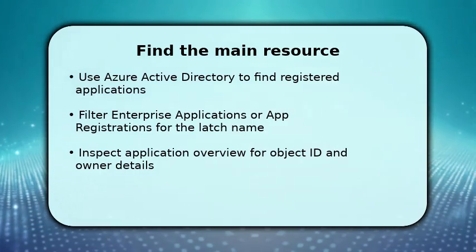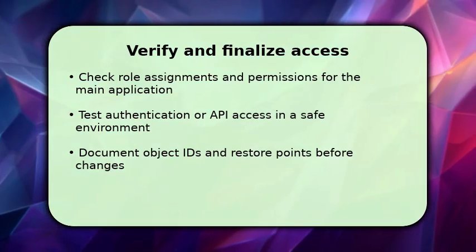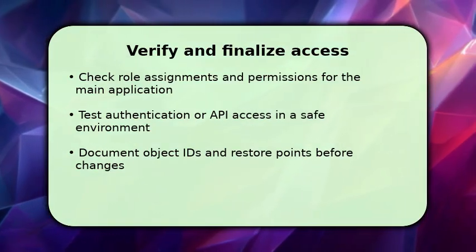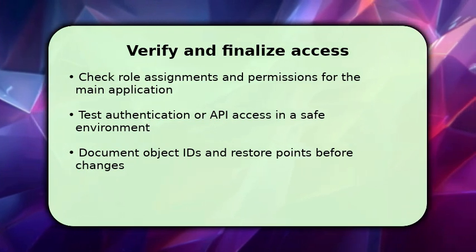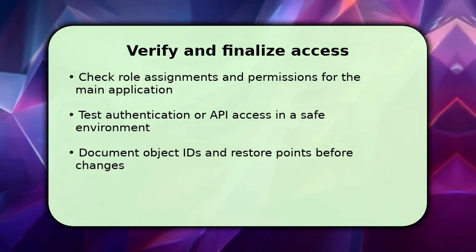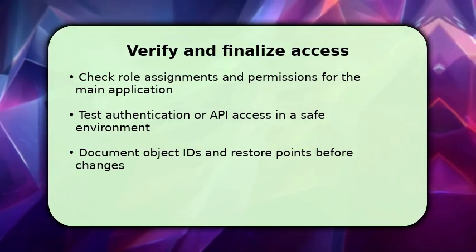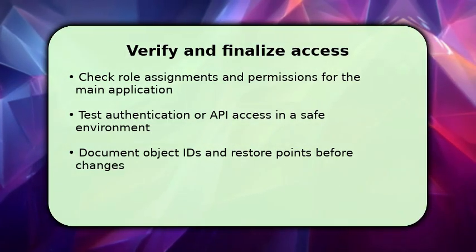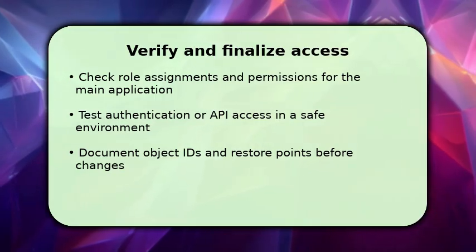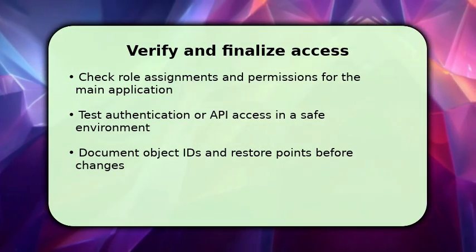Finally, you verify access and finalize changes. Inspect role assignments and API permissions for the main Latch app and grant or request the minimum required roles. Then test authentication or API calls in a sandbox subscription to confirm the app behaves as expected. If you need to change ownership, do it during a maintenance window.